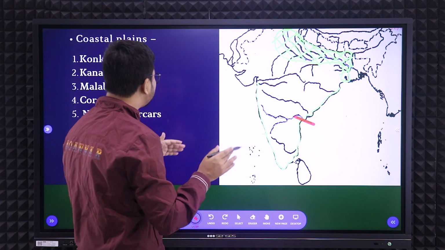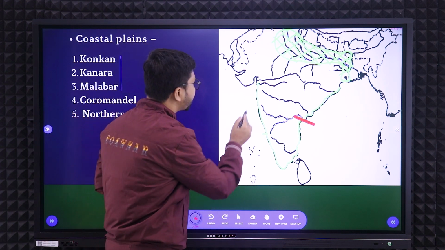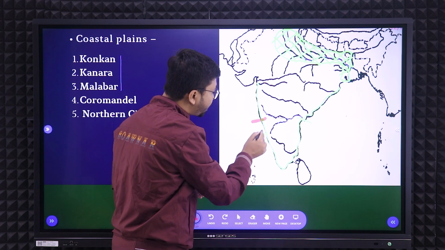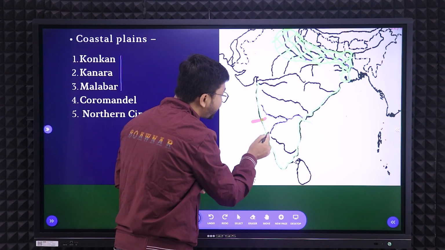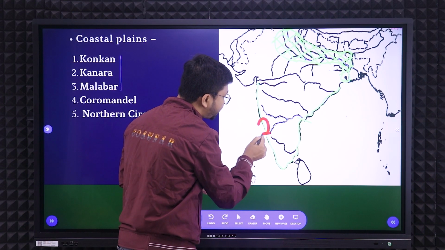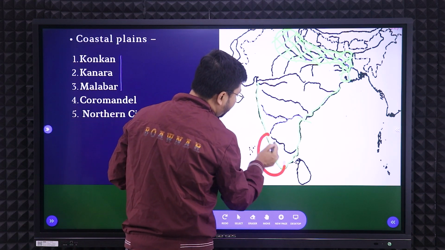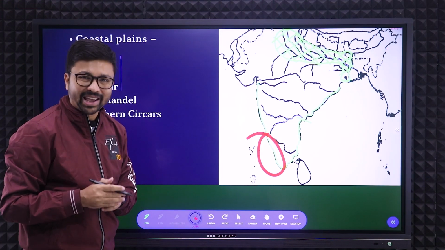Again, I am just repeating the western coastal plains: Konkan, Kanara and Malabar. It goes from the Tapti river to where the Krishna and Tungabhadra rivers join. From there, up to the Tungabhadra river source is the Kanara coast, and the rest will be the Malabar coast. In that way you need to mark those plains, right?